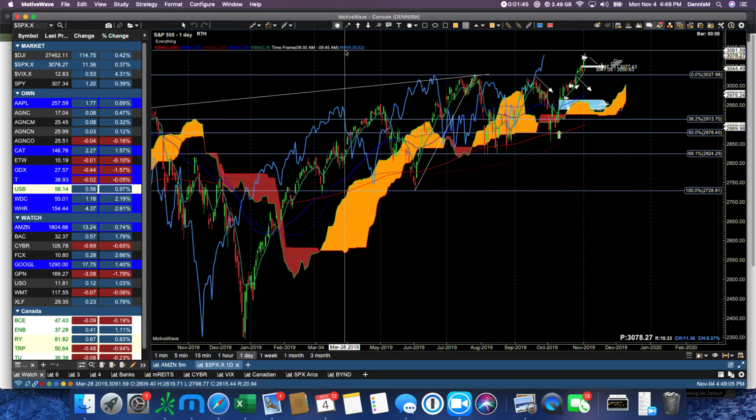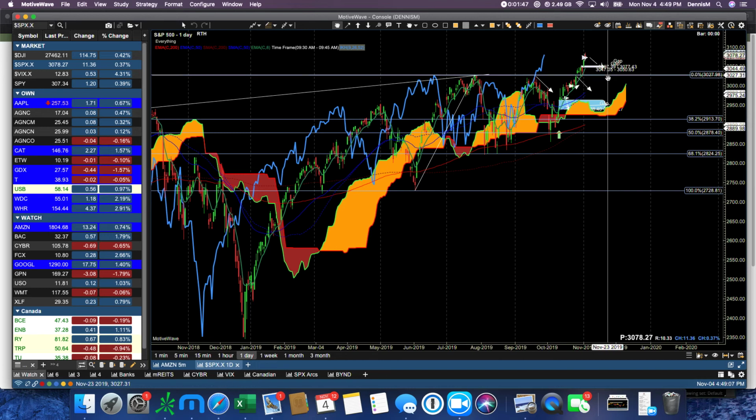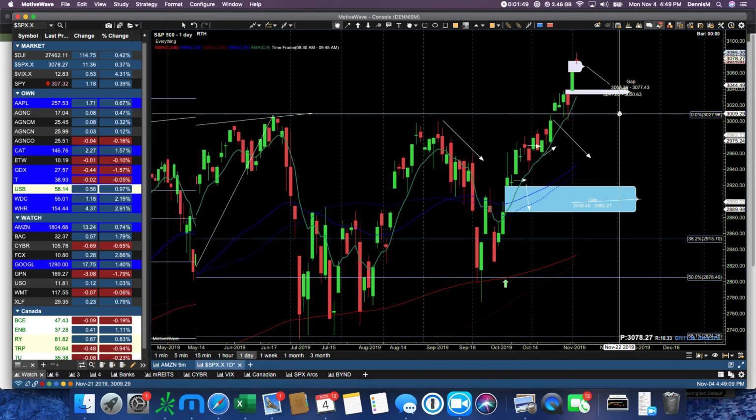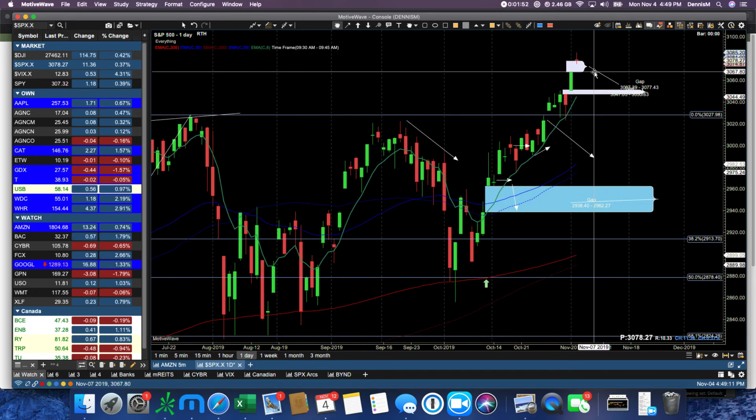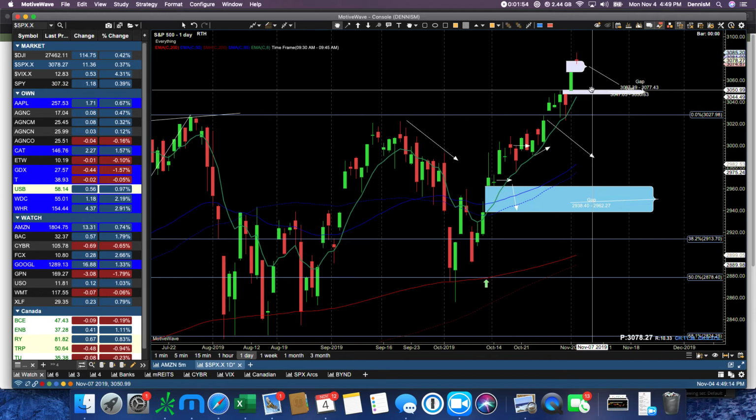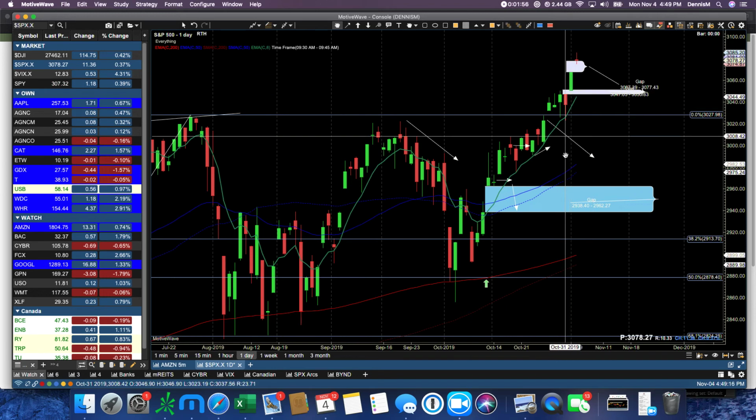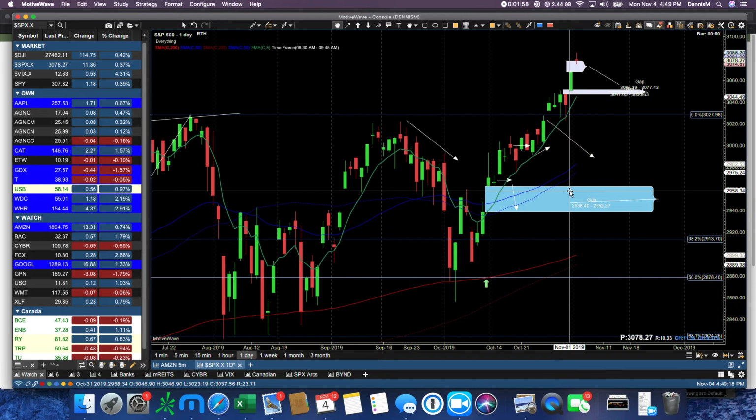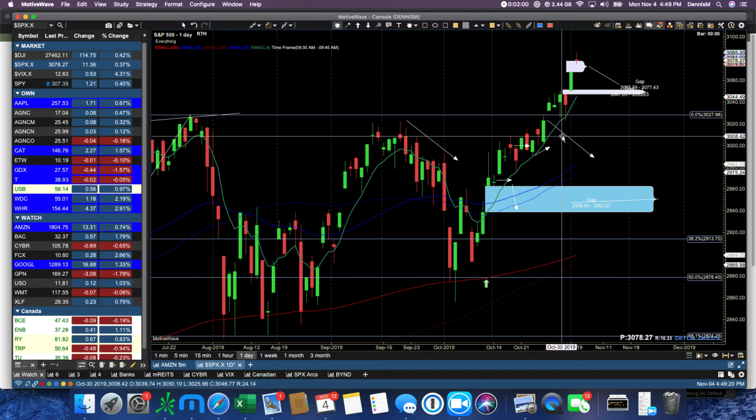Let's not look at the Ichimoku, because everything's running free in the Ichimoku. What we can see, though, is that we created a gap today. We still have a gap left from Thursday, and we've got this old gap yet to be filled. So I've been calling for the market to go down. It sure hasn't happened.